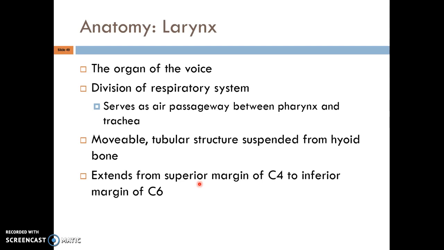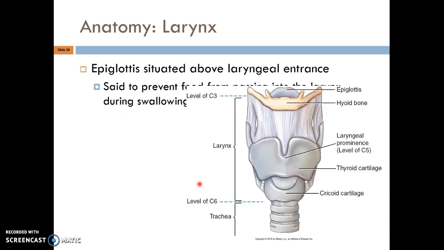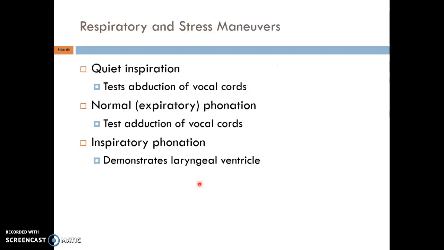The organ, the larynx, is used for voice. Its division is part of the respiratory system. It serves as an air passageway between the pharynx and the trachea. It is movable, a tubular structure. It is suspended from the hyoid bone. It extends from the superior margin of C4 to the inferior margin of C6. The epiglottis is situated above the laryngeal entrance. The epiglottis is used to prevent food from moving into the trachea during the swallowing motion.